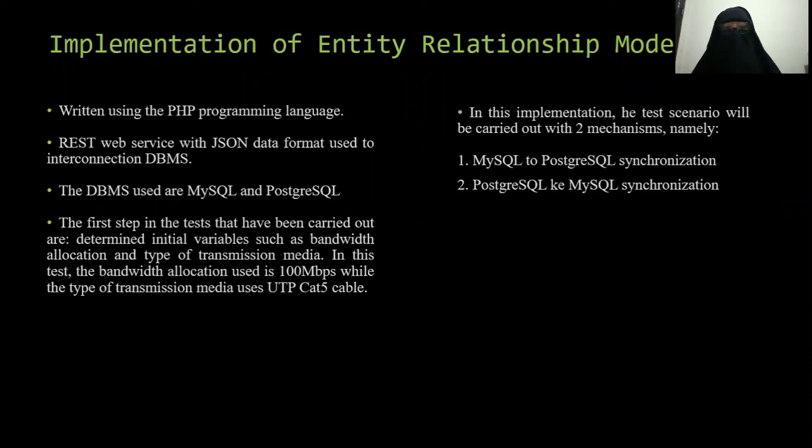In the test of MySQL to PostgreSQL synchronization, the execution time is observed for each type of transaction, that is insert transaction, update transaction, and delete transaction in the entity relationship and message digest 5, or MD5, synchronization methods, by setting the amount of data to be synchronized from 100, 1000 up to 10,000 records, with the initial amount of data in each DBMS being 200 records.